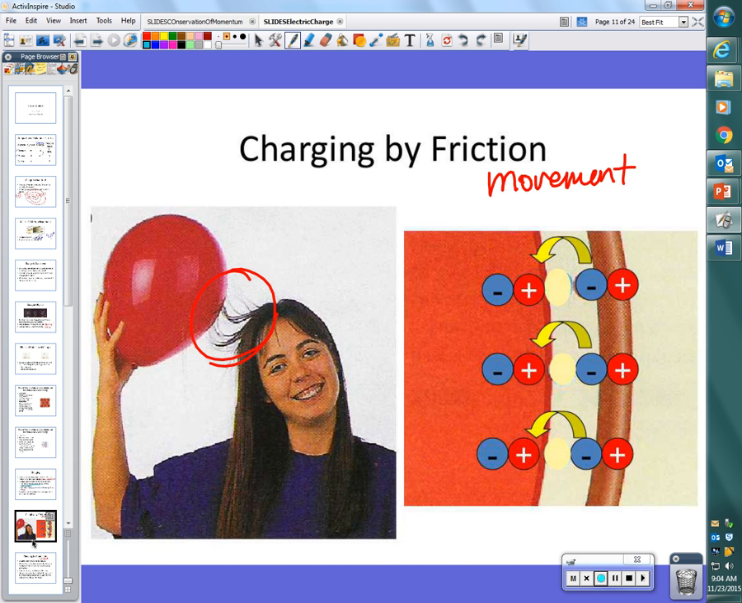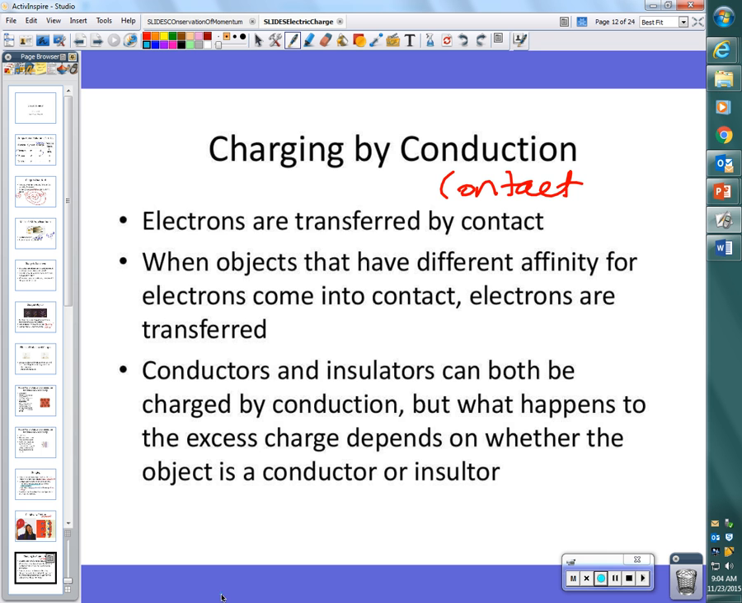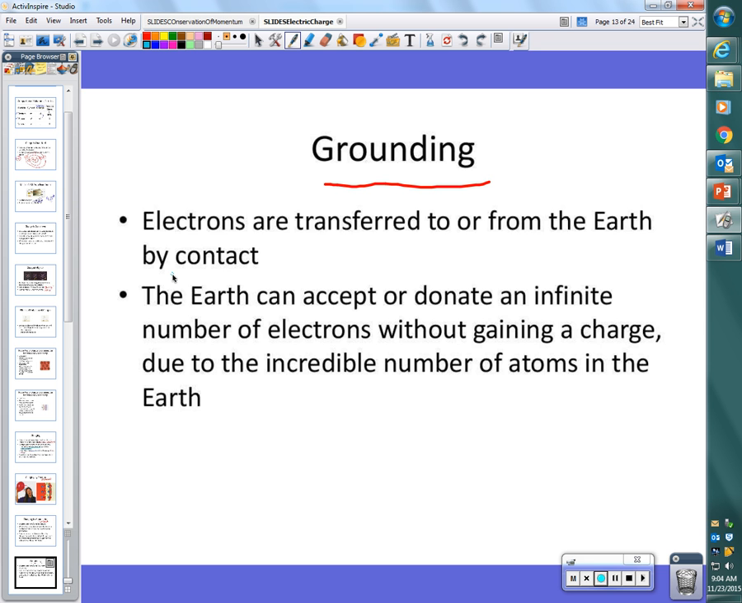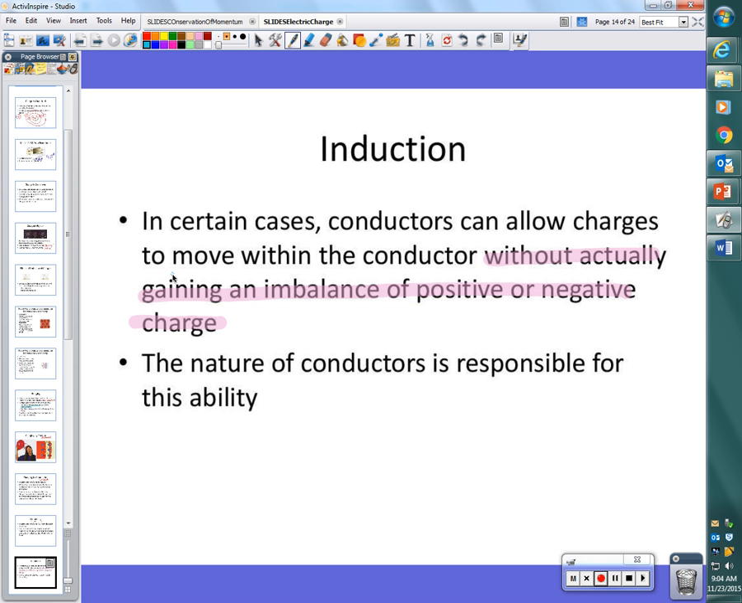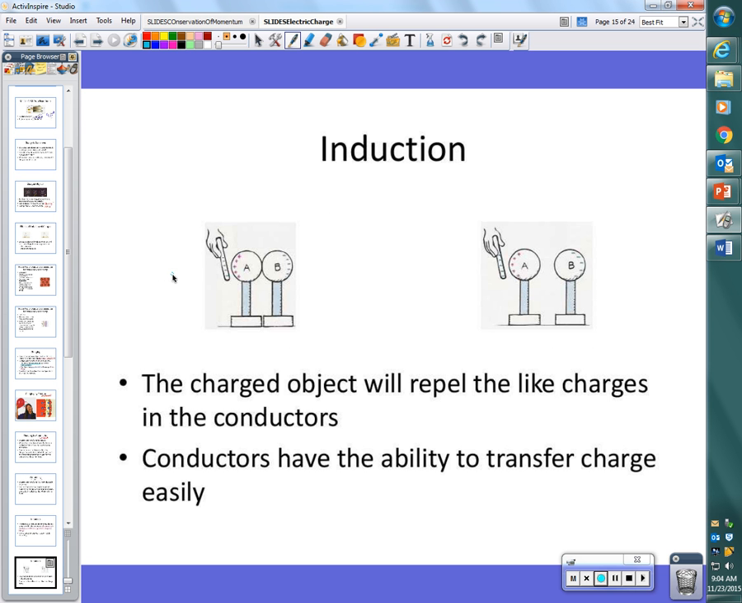So the first method we talked about was friction. Friction involves movement of two surfaces past one another. The second type of charging we talked about was conduction or contact, and we talked about grounding with that sort of charging, where we can transfer electrons to the ground. And then the third type was induction. The key with induction is that we don't actually end up with an imbalance of protons and electrons. We just move them around within our object. Okay? Good there? Sound familiar?